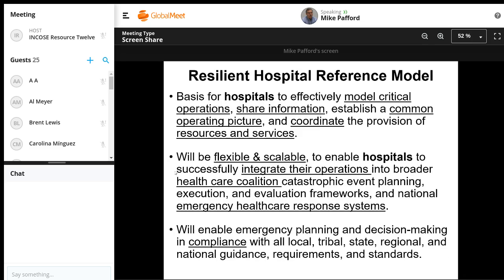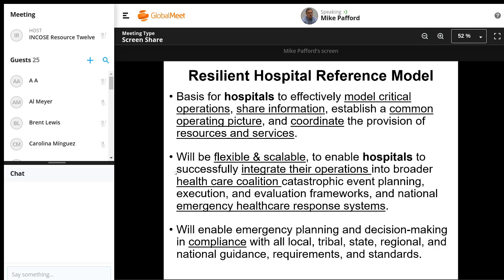So again, putting it all together in the resilient hospital reference model, we talk to these folks. It is the basis for hospitals to effectively model critical operations, share information, establish a common operating picture, and coordinate the provision of resources and services in real-time situational awareness. And this model is supposed to be flexible and scalable.